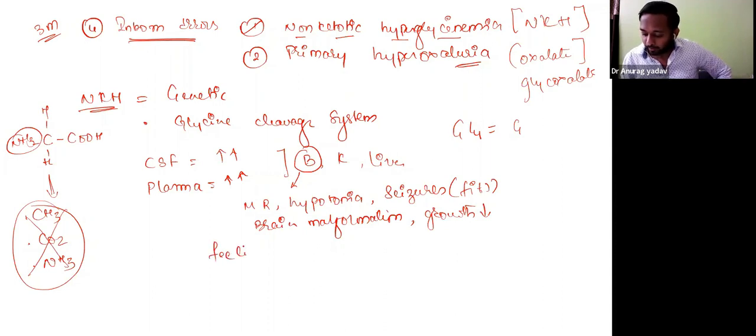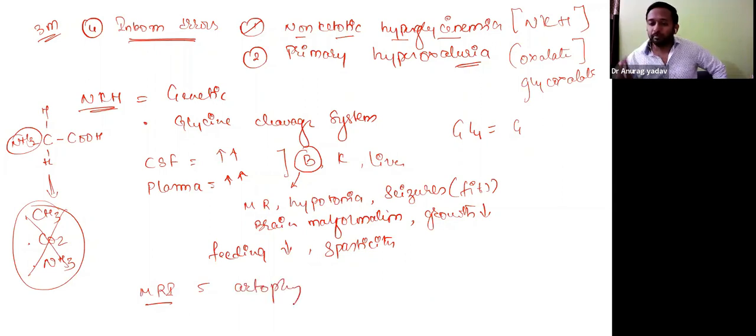Feeding is decreased, because the child has to feed on the mother's breast, but with hypotonia and decreased muscle strength it cannot suck the breast milk. So feeding is poor, and sometimes even spasticity can be seen in the muscles. These are the things seen in these cases. If you investigate further and do an MRI scan, you end up seeing some atrophy of the brain tissue.